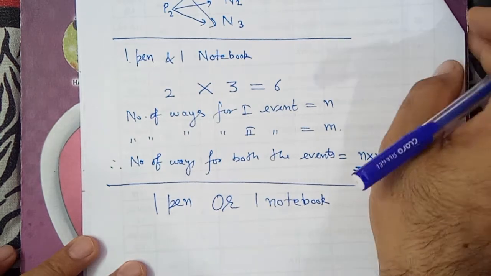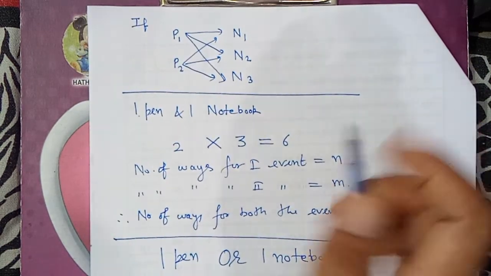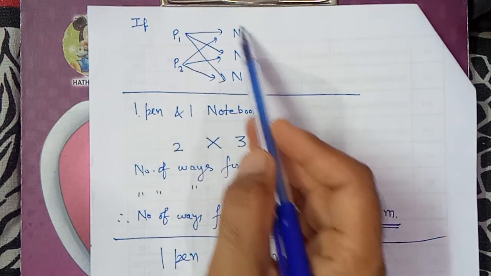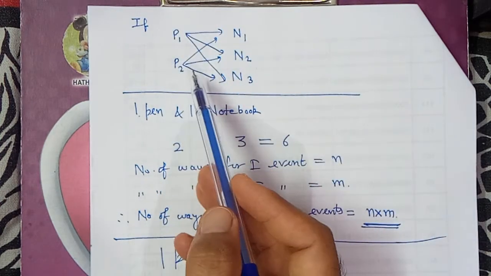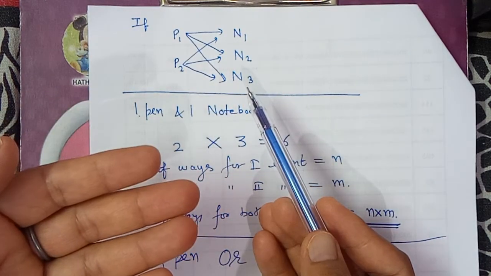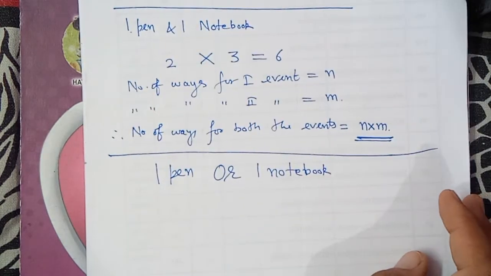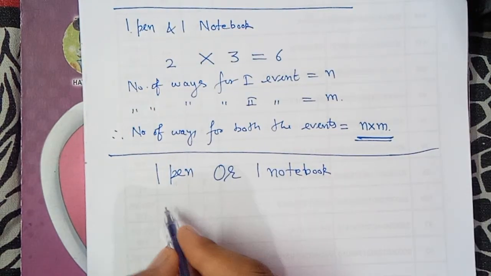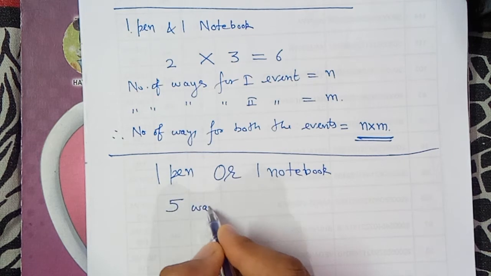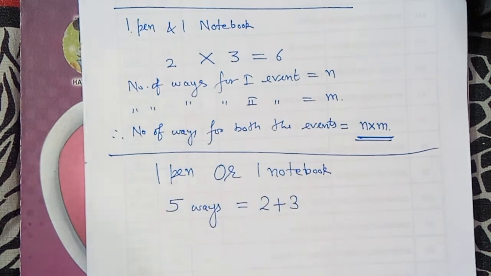Now the question is simple. In how many ways can he or she choose one object out of these five objects? Either one pen or one notebook. It means only one object out of five objects. So the number of ways of choosing one pen or one notebook is obviously 5. And this 5 can be obtained by adding 2 and 3.